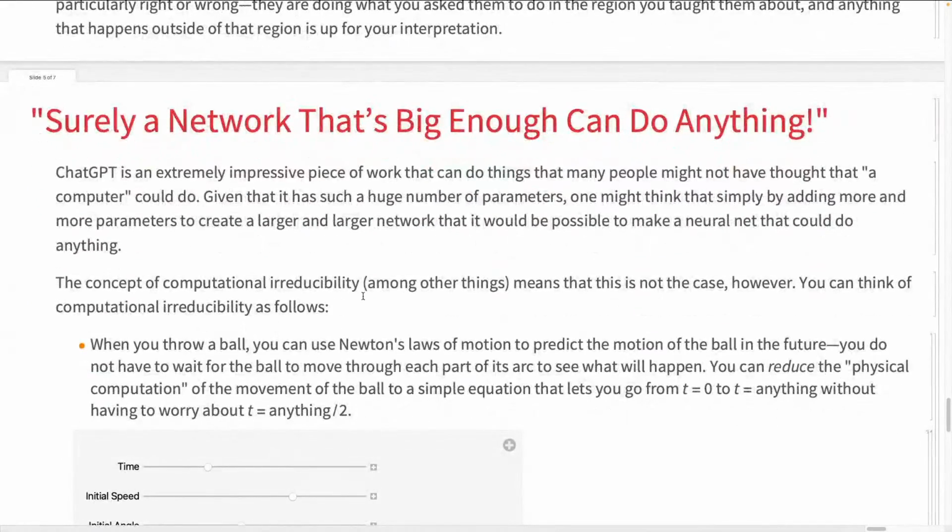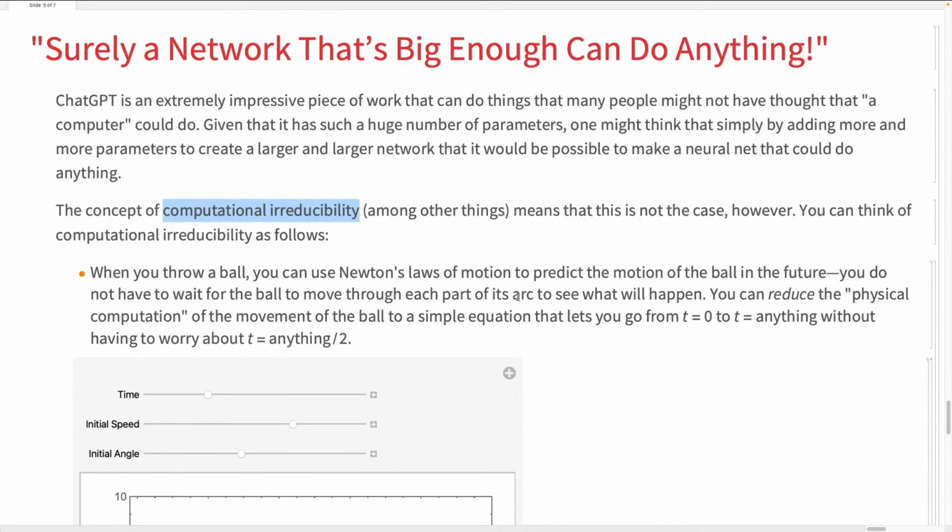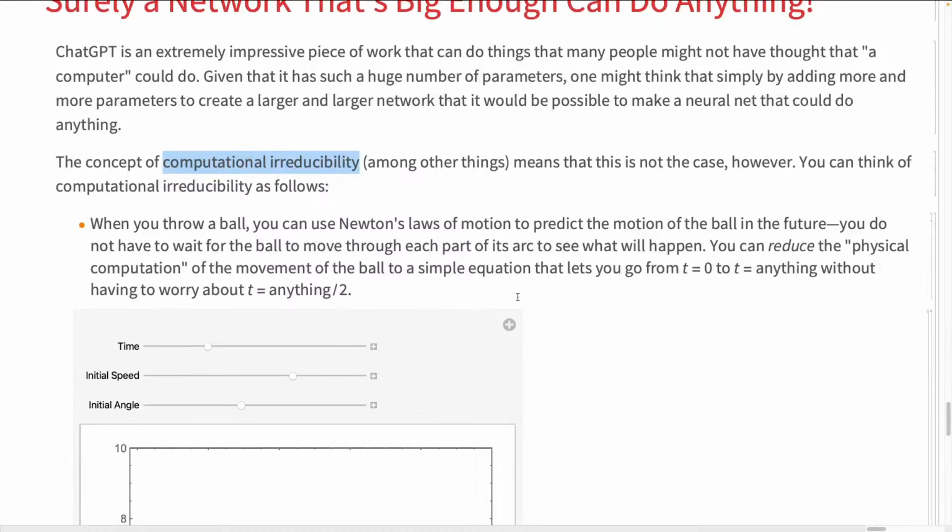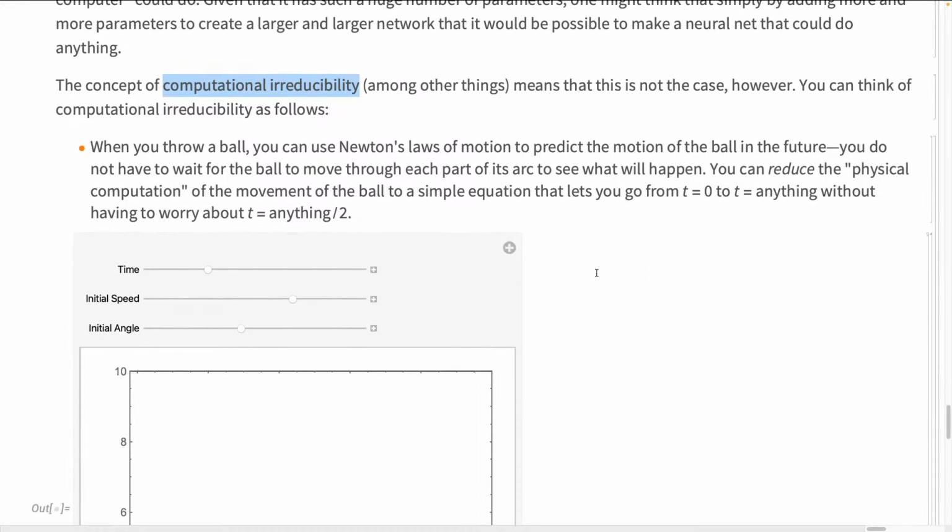This is not actually true. It's an understandable thing to think, but it's not actually true. You can keep adding more and more weights, but that doesn't mean that a network can learn to do anything. The way Stephen puts it, which I think is a nice way to think about this, is this concept of computational irreducibility. Let me explain what's meant by that using an example that I like.